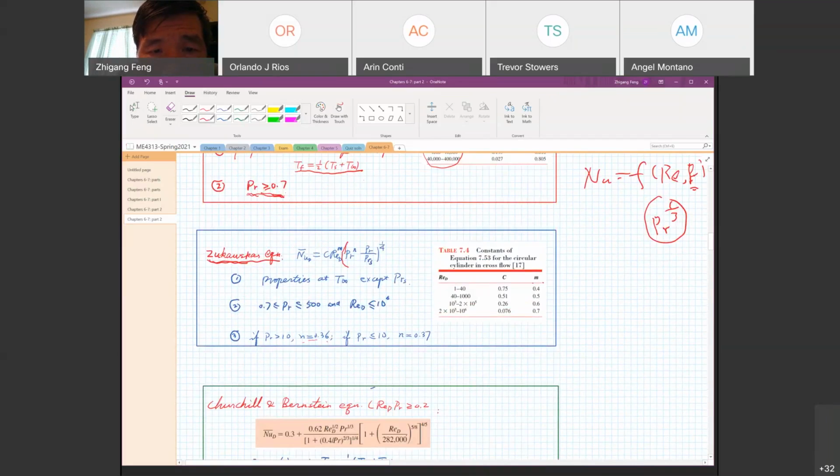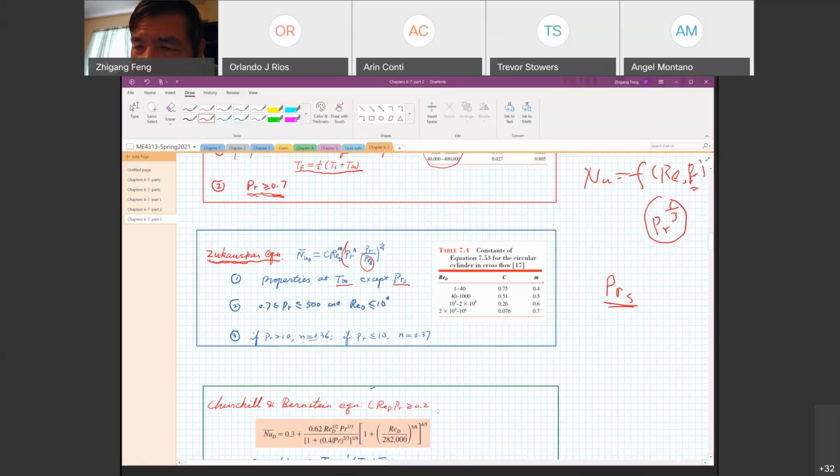And here are the three points I listed. The first point is that the properties are evaluated at the free stream temperature, T sub infinity, except Pr sub s. Pr sub s is the Prandtl number evaluated at the surface temperature. So don't confuse Pr sub s with a surface Prandtl number. There is no definition for a surface Prandtl number. The surface is a solid, and the Prandtl number is a property of the fluid.